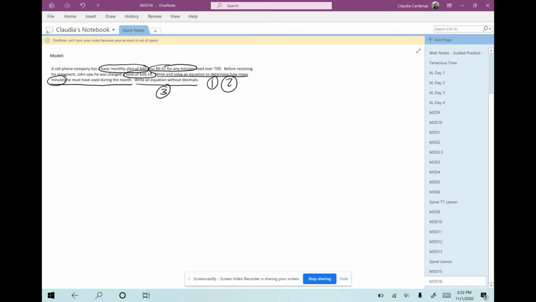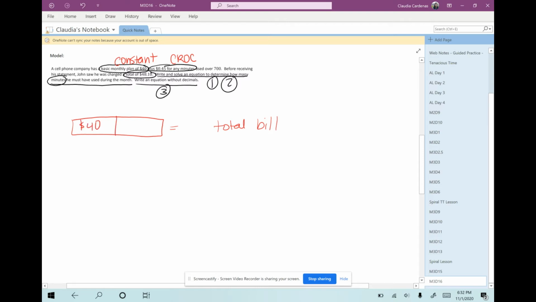But I want to just go ahead and label this monthly plan of $40, right? That's like the constant, the amount you have to pay no matter what. And then 45 cents for any minute is our unit rate, or what we've also been calling our constant rate of change, our CROC. So if I drew this in a tape diagram, I could show that part of the bill is 40. So this entire thing is our total bill. Total bill. And I know $40 of it is the amount for the monthly plan.